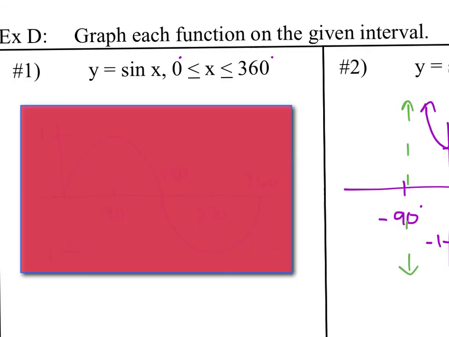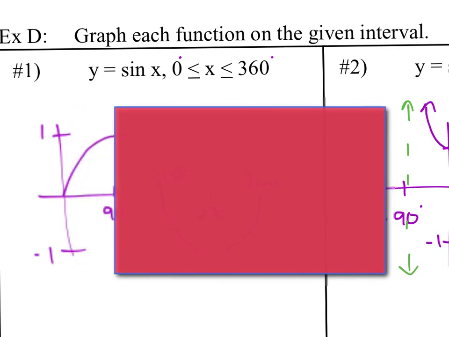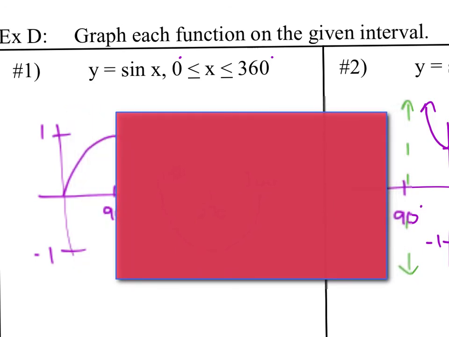Example D, graph each function on the given interval. Supposed to graph y equals sine of x from 0 degrees to 360 degrees. Well, if you go back to the front of your notes, parent graph for sine, or if you just derive it, sine of 0 degrees is 0. So I put a dot at 0. And then sine of 90 degrees is 1. So I would put a dot at 1.